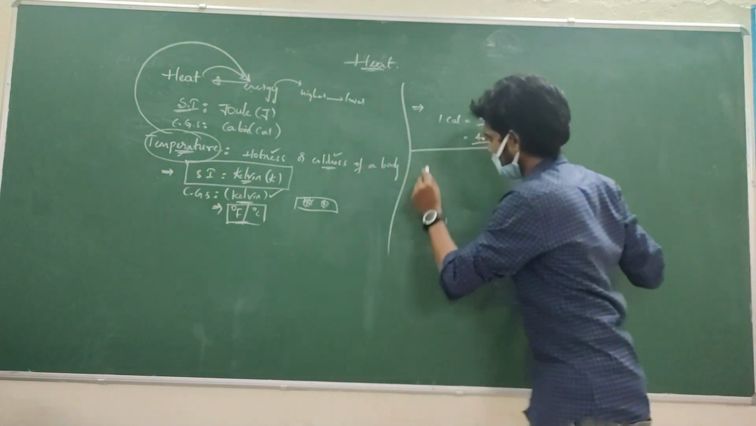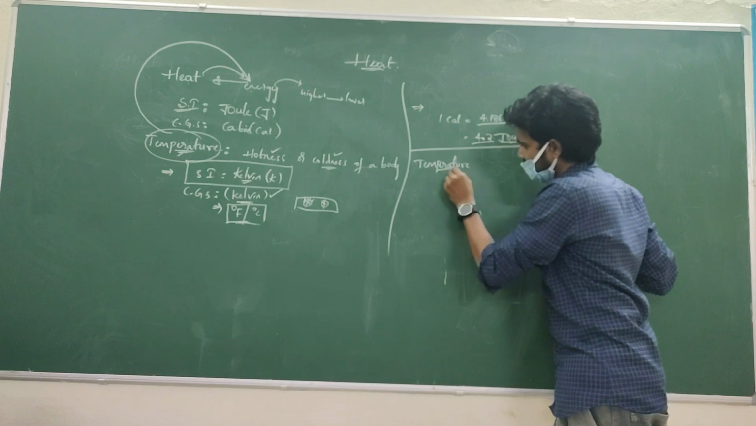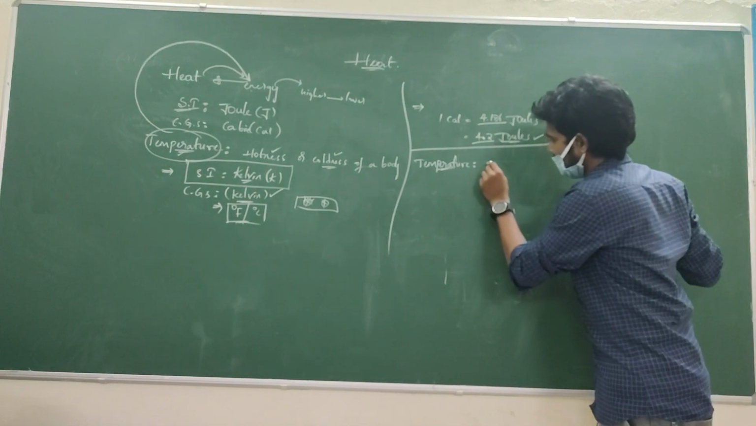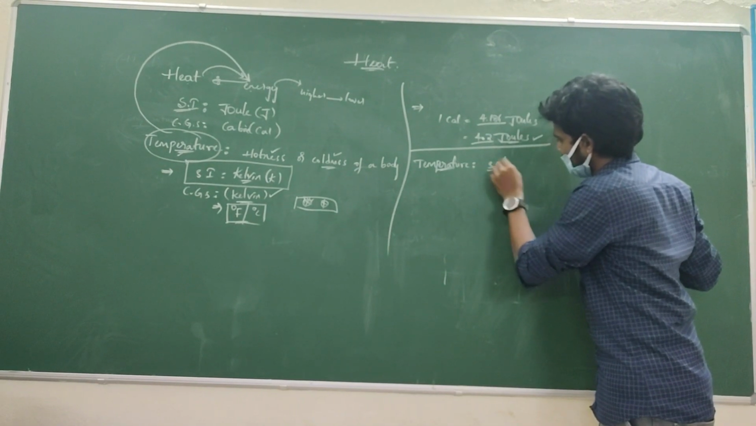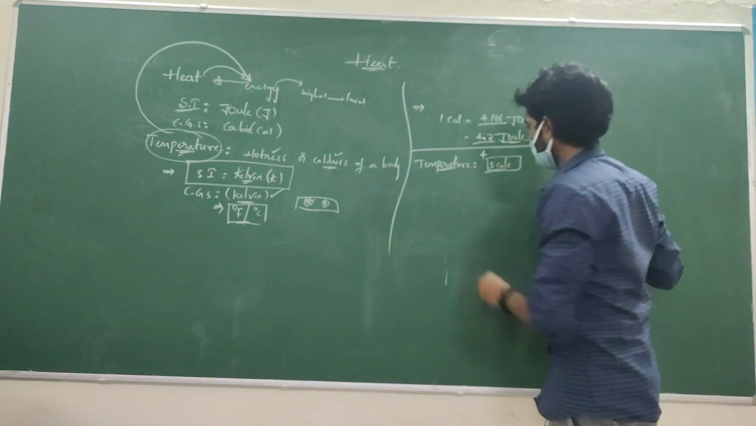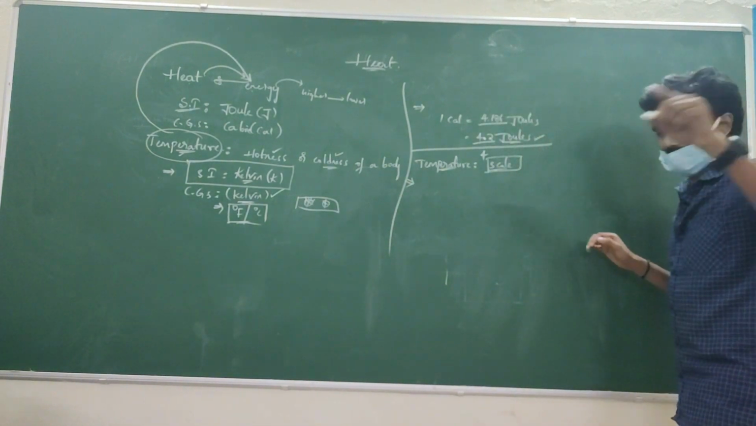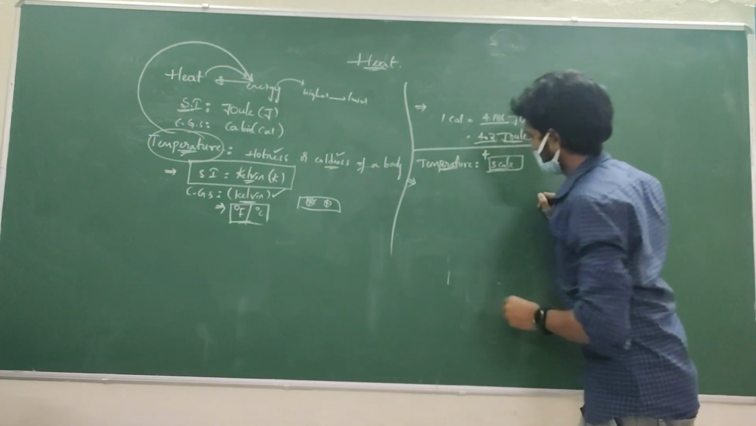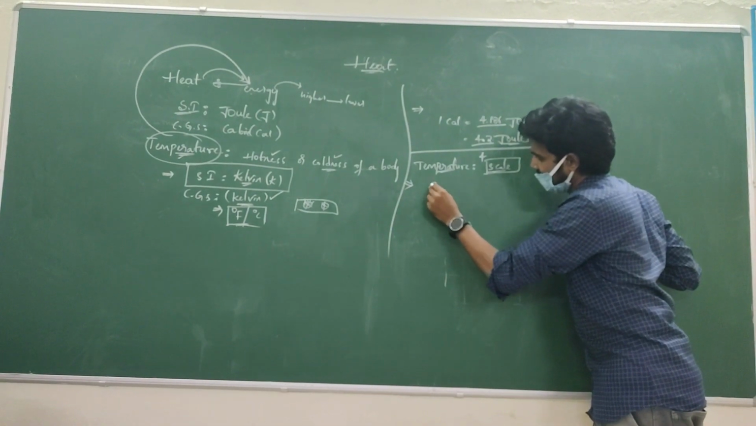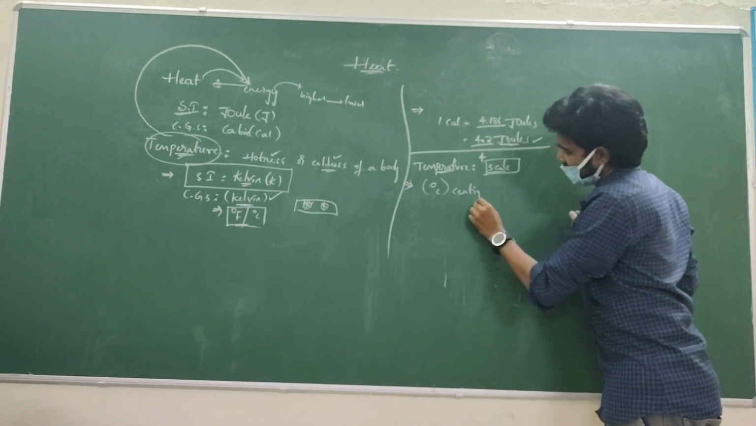Now coming to the temperature, we have 4 types of scales. How many scales do we have? 4 scales. Okay. Those 4 scales are very important, but among those 4, 3 are majorly important and the final one is not that important. Firstly, we have the degree centigrade scale, the centigrade scale.